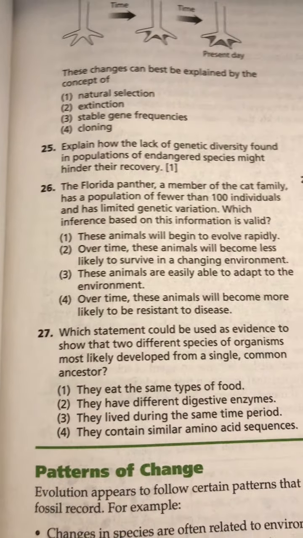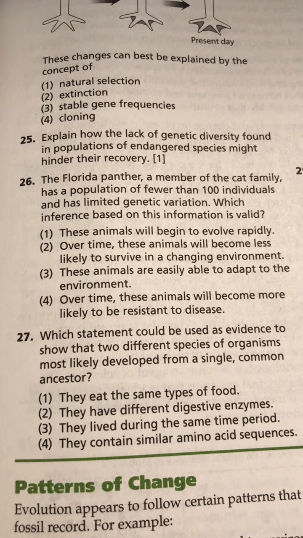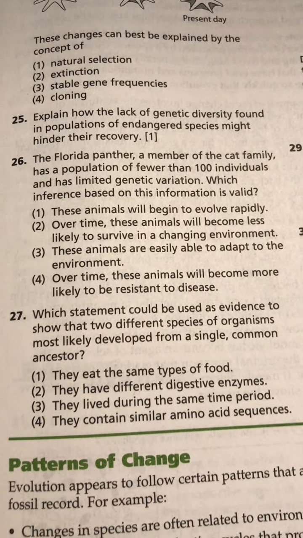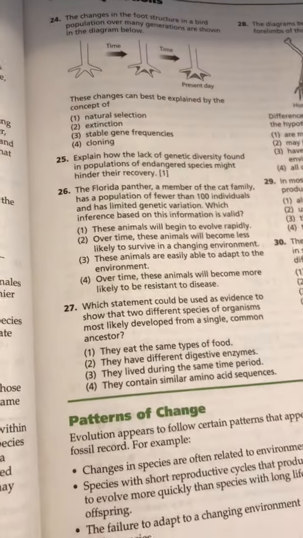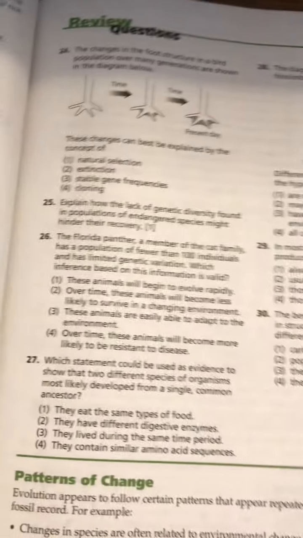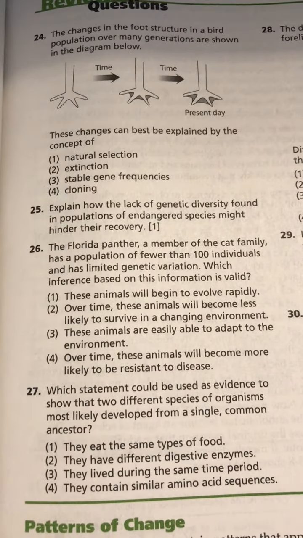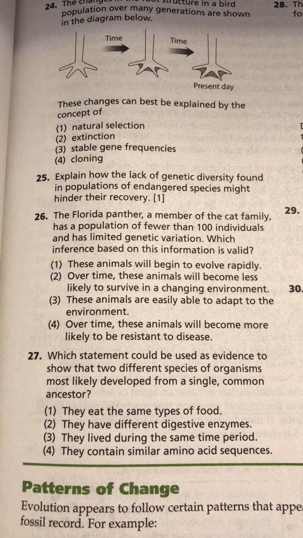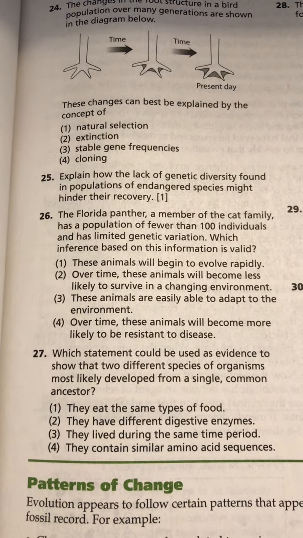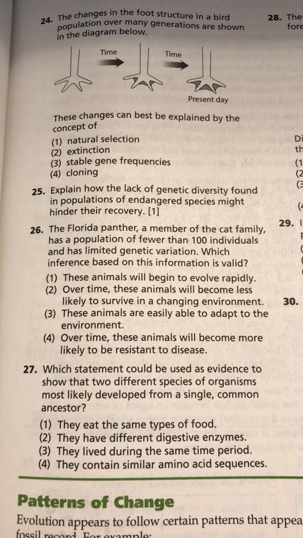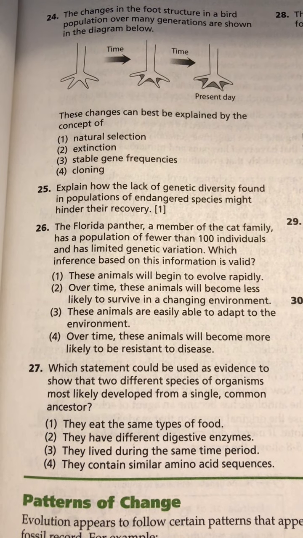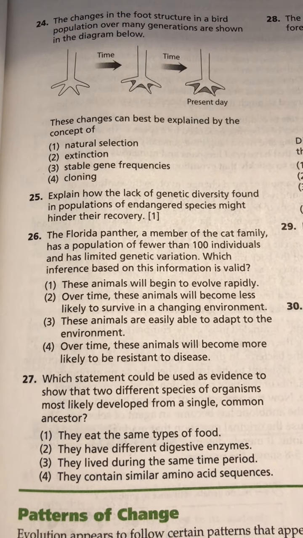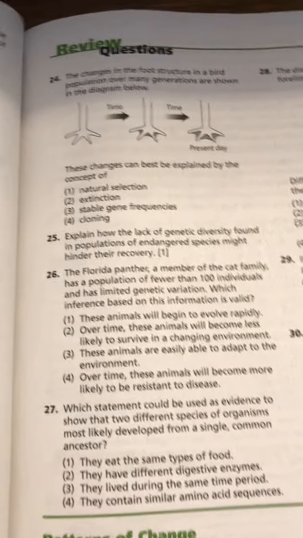Number 26. The Florida panther, a member of the cat family, has a population of fewer than 100 individuals and has limited genetic variation. Which inference based on the information is valid? 1. These animals will begin to evolve rapidly. 2. Over time, these animals will become less likely to survive in a changing environment. 3. These animals are easily able to adapt to the environment. Or 4. Over time, these animals will become more resistant to disease.